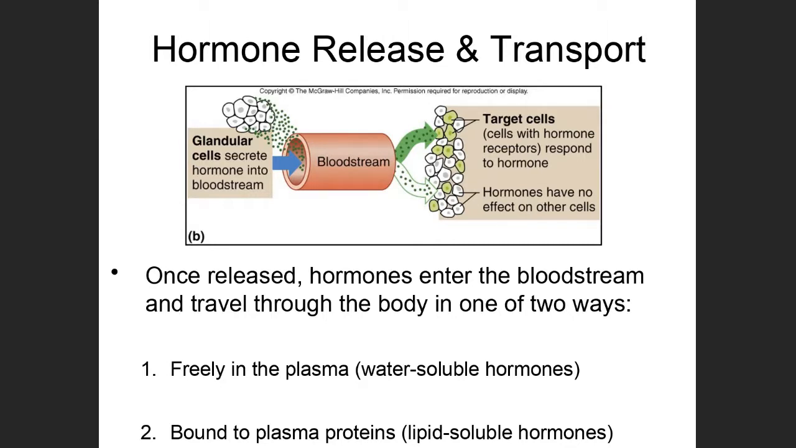Lipid-soluble hormones, so that's our steroid hormones that are based off of cholesterol, do not like watery environments. So they're not water-soluble. They don't just diffuse into the bloodstream and happily be transported along in the bloodstream. Instead, what happens with these fat-soluble hormones or these steroid hormones is they get into the blood and they have to actually bind to proteins in the plasma to make them soluble so that they can be transported in the blood and reach their target organs.